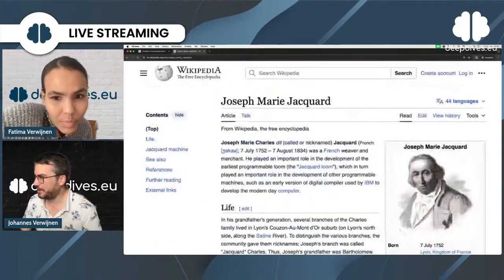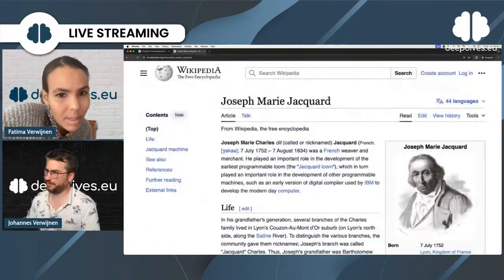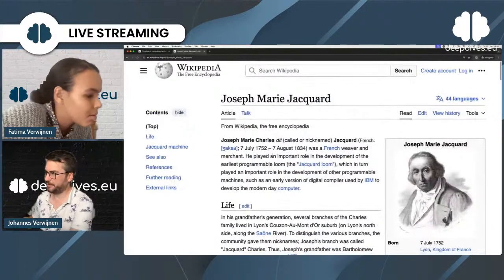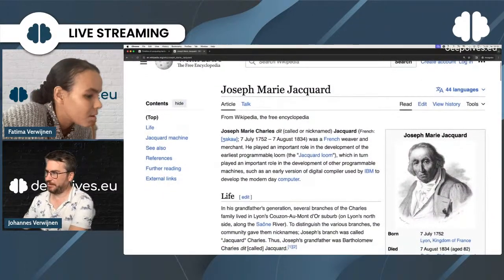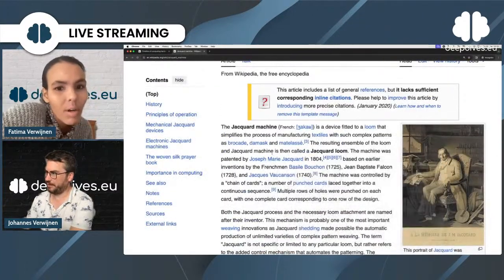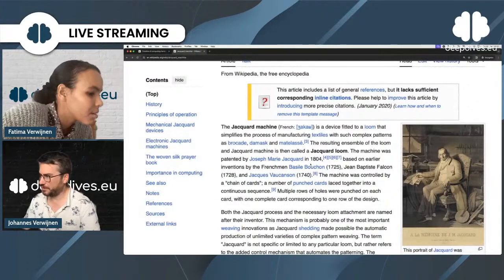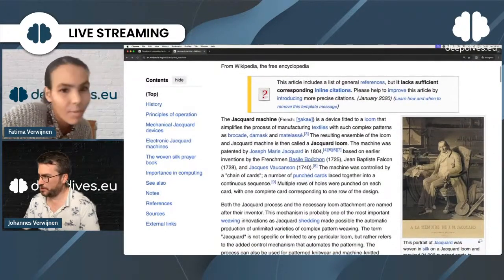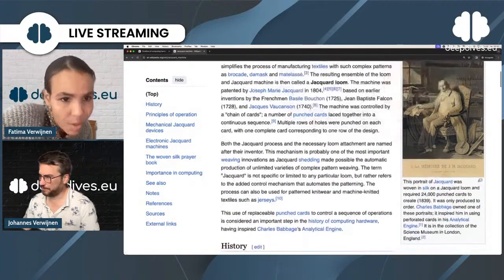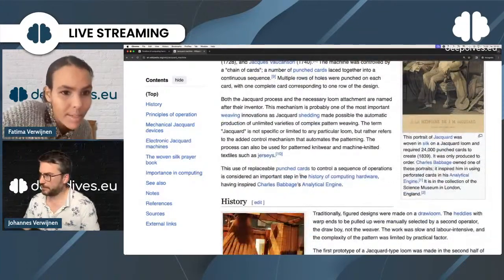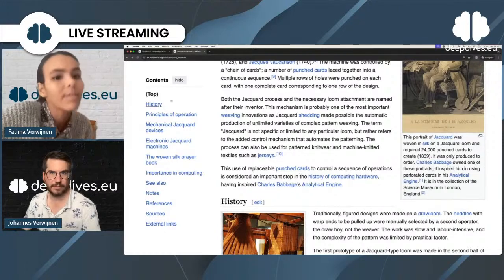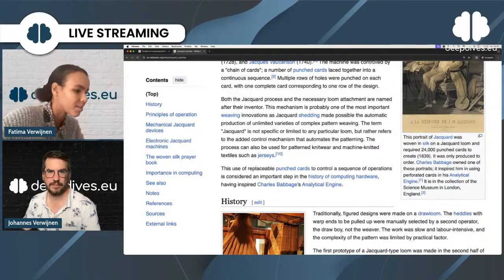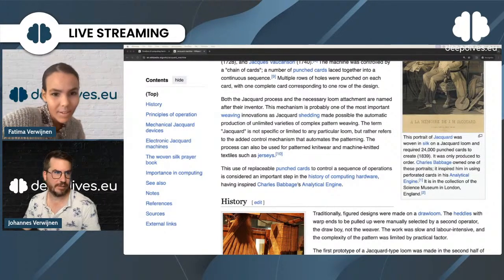There we go, 1752. Right. And the machine? Oh, I had a wrong year here. Previously I said the machine was in 1745. It's 1804. So ignore what I said earlier. 1804 is when he came up with this machine, or at least when he patented it.